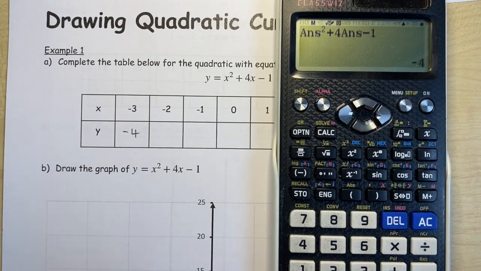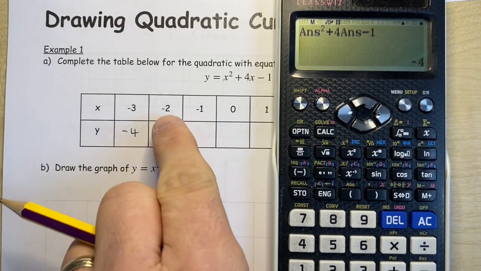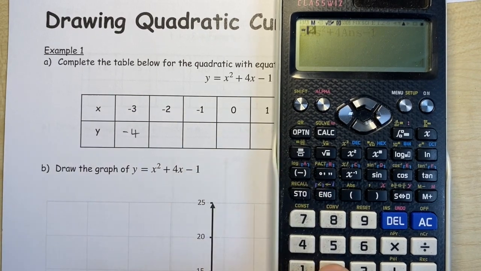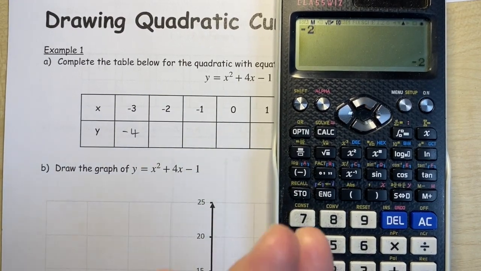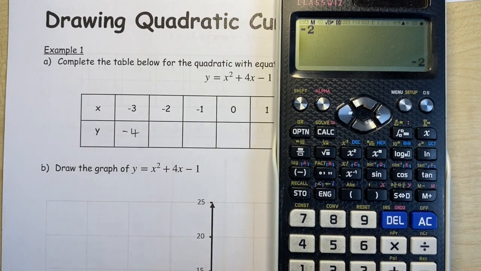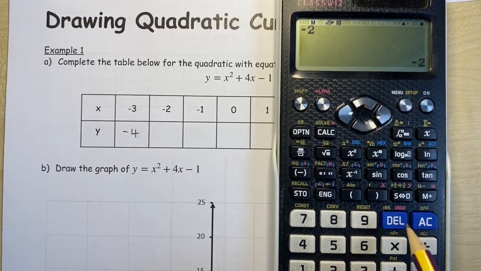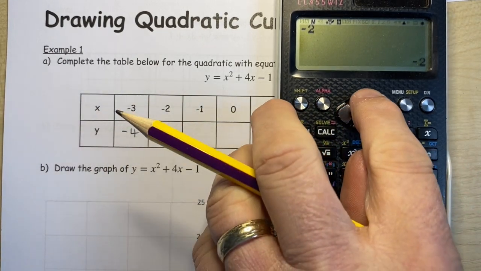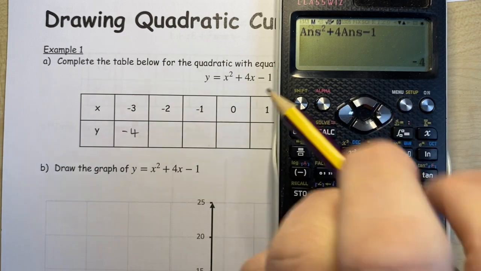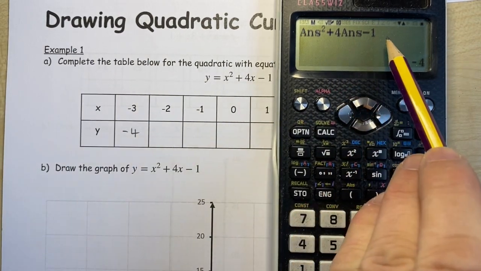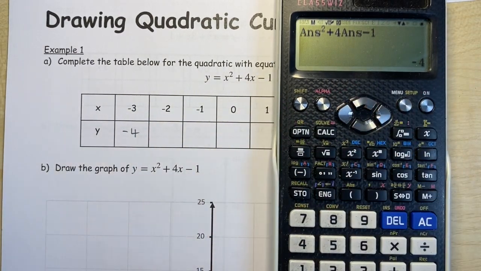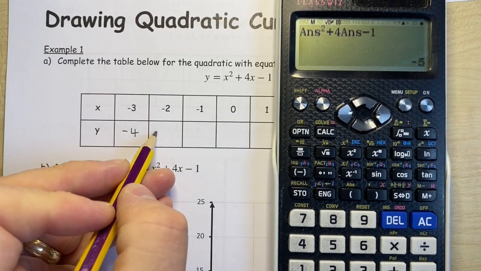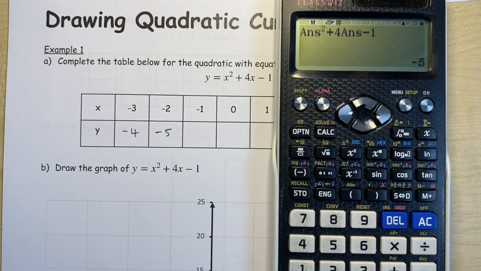Now I could repeat that completely for -2, i.e. -2, and then press equals, so -2 is now in the answer button, and I could type the equation in again. However, because I have not cleared the display, if I hit the up arrow button on these calculators, it brings back that equation for me. Hence, being a lazy mathematician, I don't have to rewrite it. All I have to do is press equals, and it tells me that the next coordinate is -5.